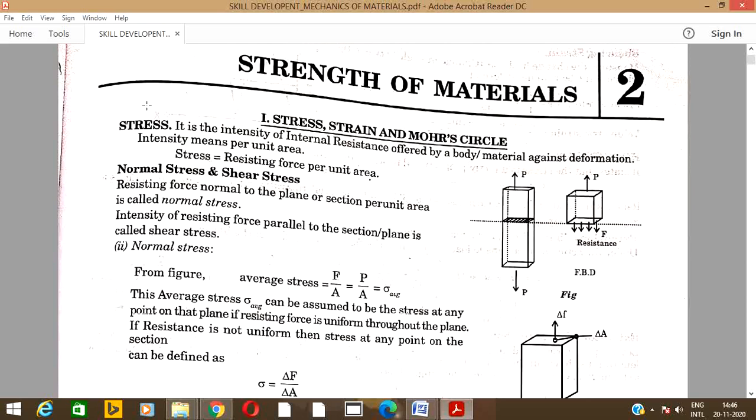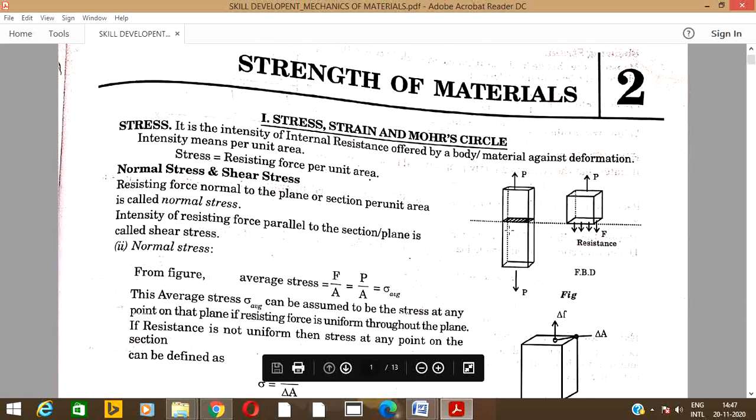Here stress is the resistance force developed for the applied force per unit area. You know what the unit of stress is? Mathematically you can write sigma equal to F by A. F is in Newton, A is in meter square, centimeter square or millimeter square. Generally we express it in terms of Newton per millimeter square or megapascal, that is MPa, to represent the stress inside the body.